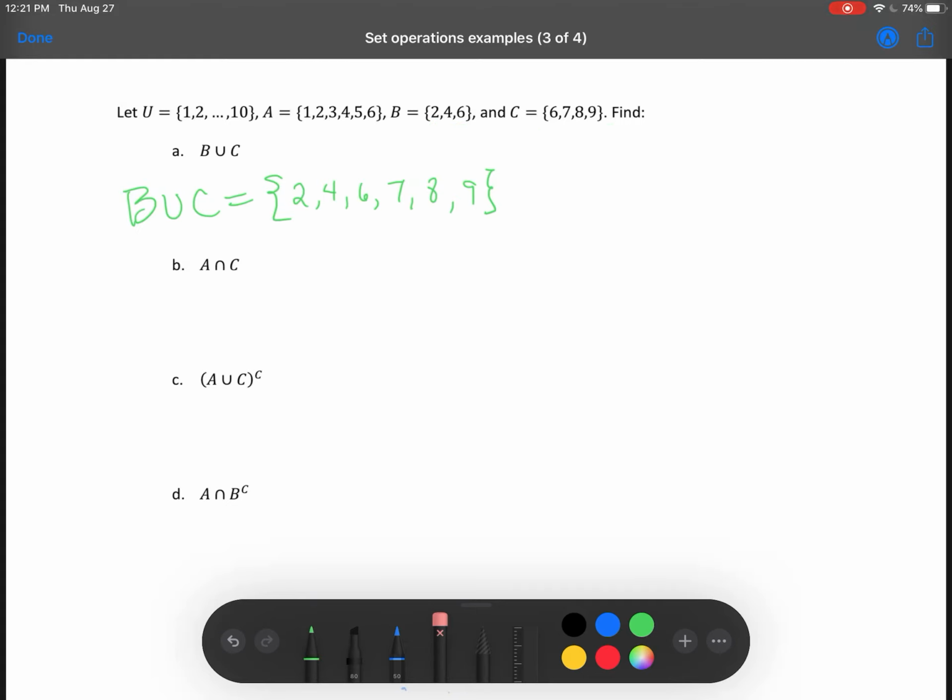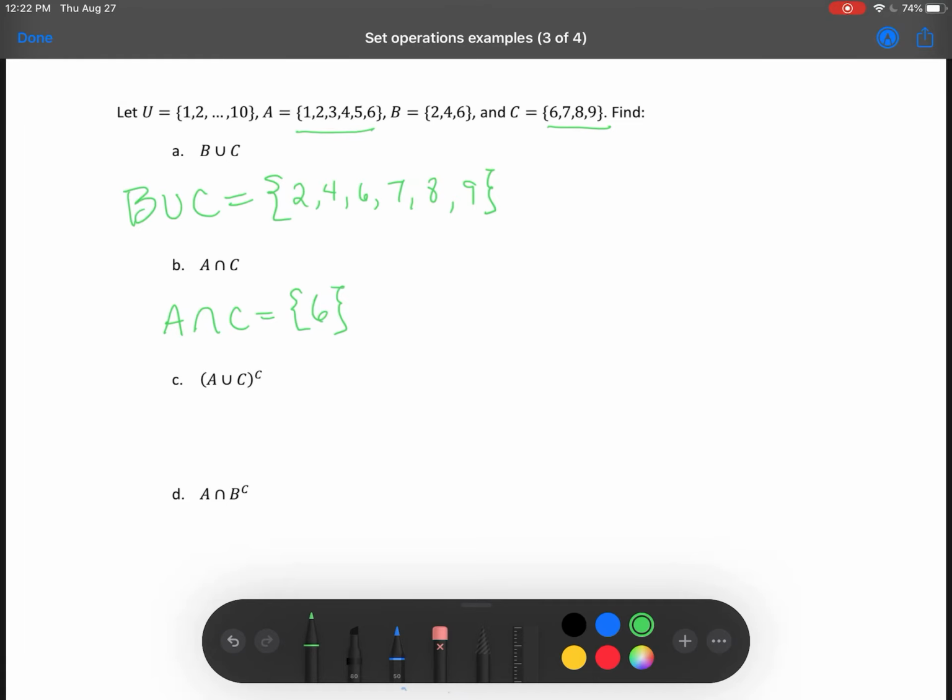Okay. Our next one is A intersect C. So this upside down U is the intersection, and that means we're looking for elements that are in both sets. In this case, not A and B, A and C. All right, so we're comparing the sets A and C, and the only elements that we're going to put in the intersection are the ones that A and C have in common. And in this case, you can see that that's just the number 6. So we're going to write A intersect C equals the set containing 6.